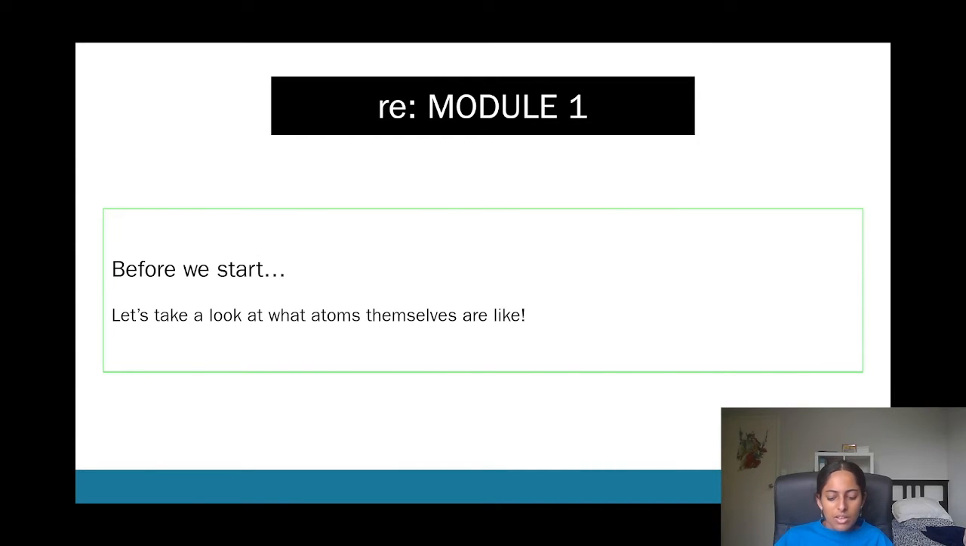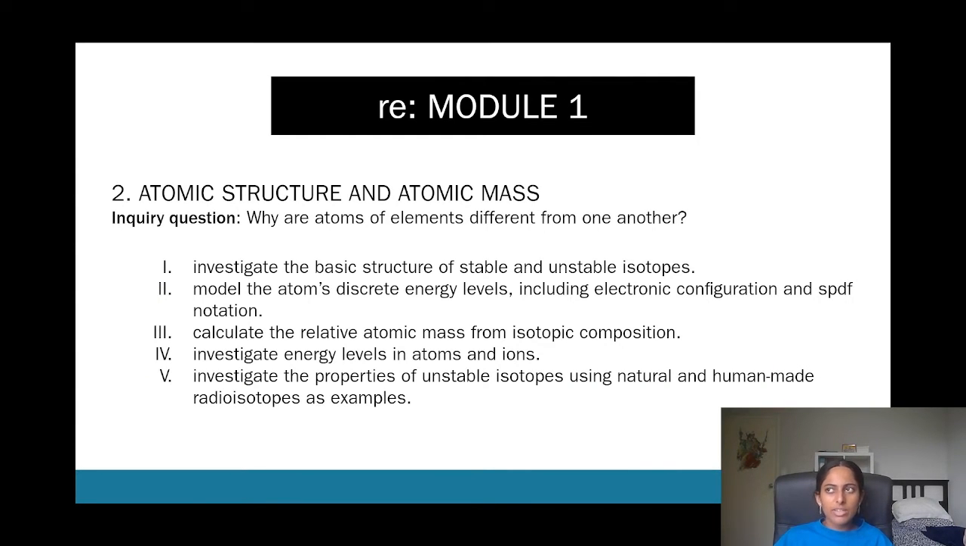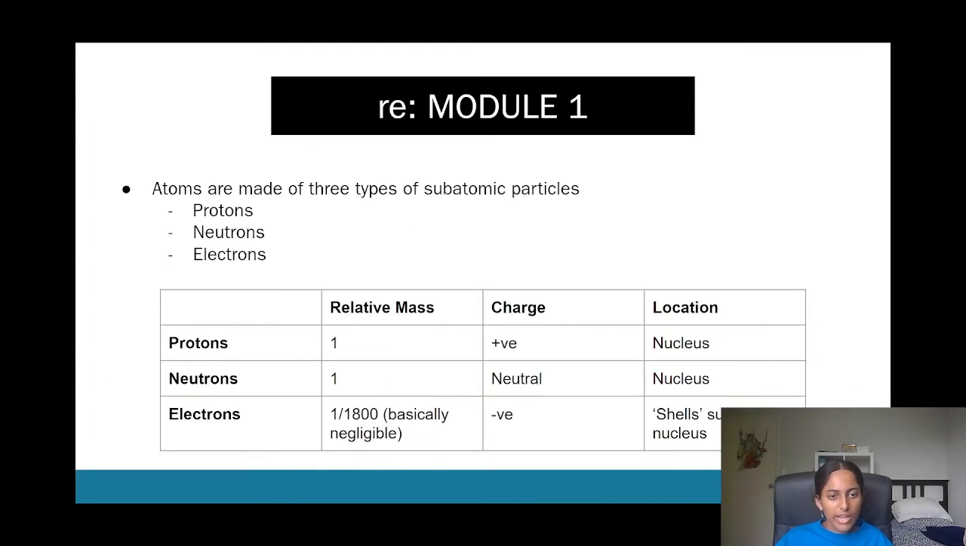All right. The next section is pretty much just going to explore what atomic structure looks like. So let's further look at what an atom really comprises of. I did mention a bit about protons, neutrons, and electrons. The atom pretty much has these three subatomic particles. Protons and neutrons are in the nucleus. Electrons surround the nucleus. And protons and neutrons have a relative mass of 1, whereas electrons don't really have a mass. You can just call it negligible. Protons have a positive charge, neutrons have a neutral charge, and electrons have a negative charge. And yeah, that's pretty much it.